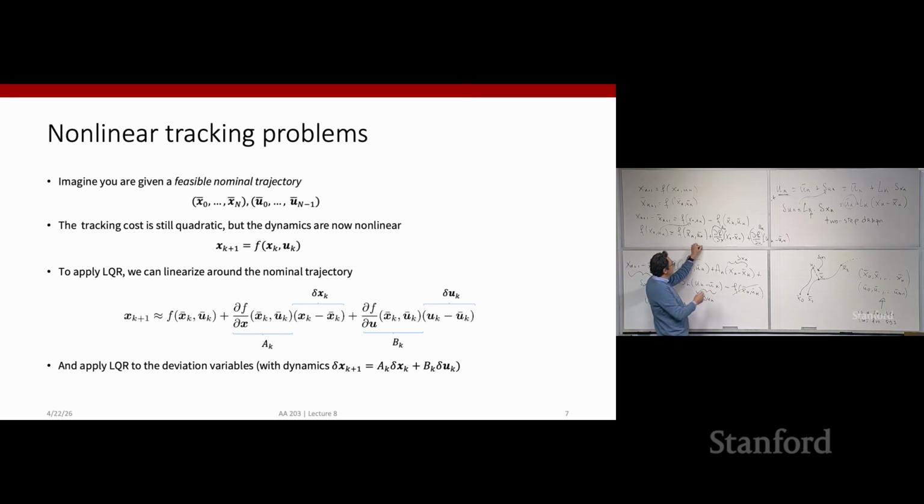Something that I want to note here is that these Jacobians are evaluated at x bar k, u bar k. You are linearizing essentially around the nominal state you should be at time k, so these Jacobians are actually time dependent. The dependency stems from the fact that you are linearizing at different stages with respect to different points on the trajectory. Fortunately, LQR works for linear time-varying dynamics. So this is not a problem here.